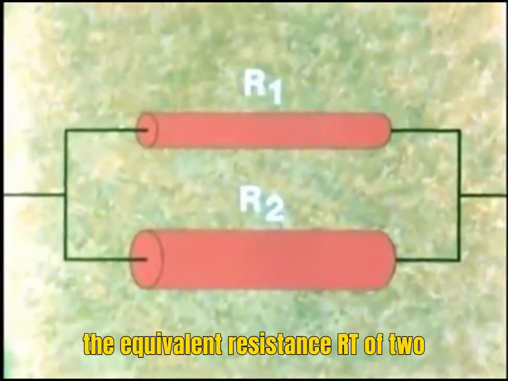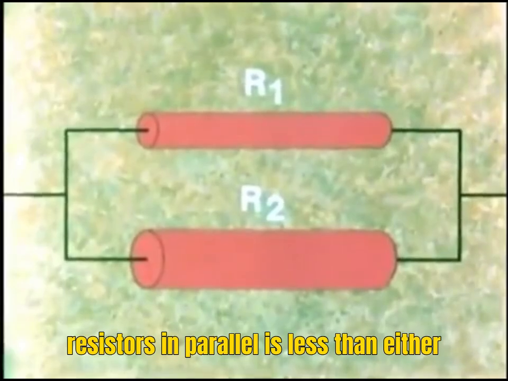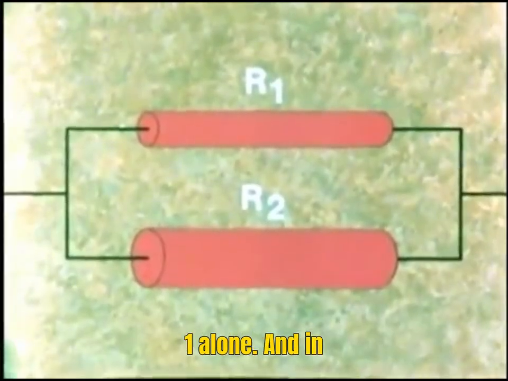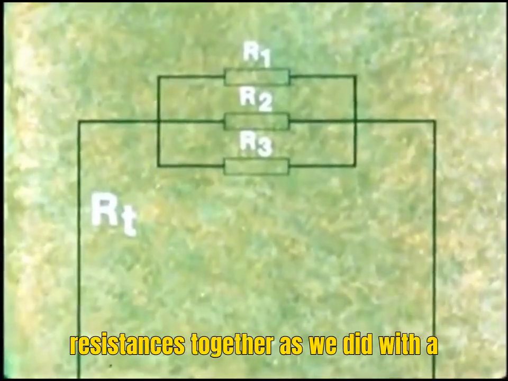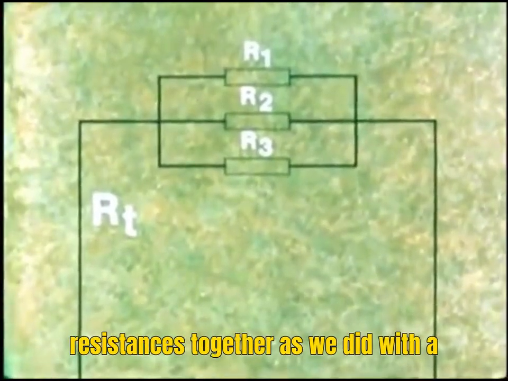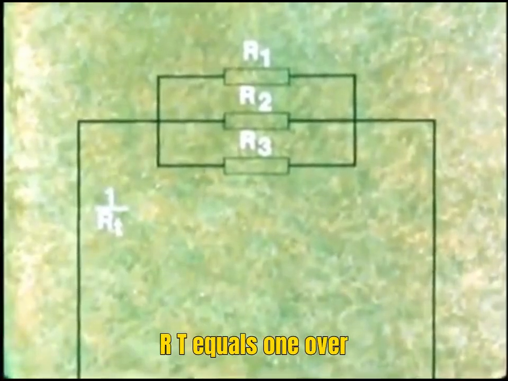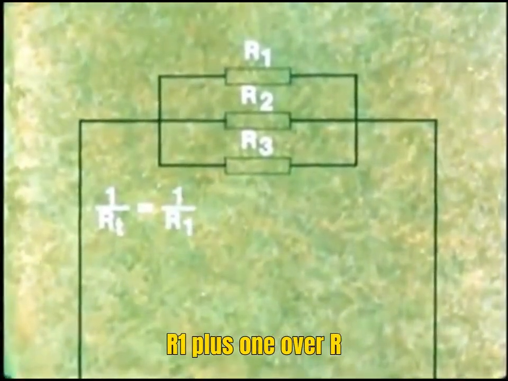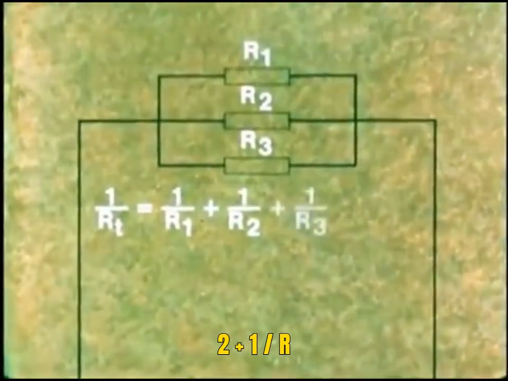So the equivalent resistance RT of 2 resistors in parallel is less than either one alone. And in fact, to calculate RT, we can't just add resistances together as we did with a series circuit. We have to use a formula. The formula is 1 over RT equals 1 over R1 plus 1 over R2 plus 1 over R3.